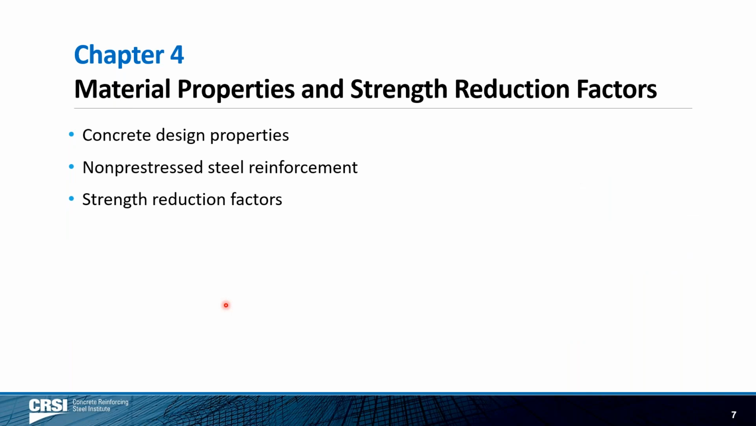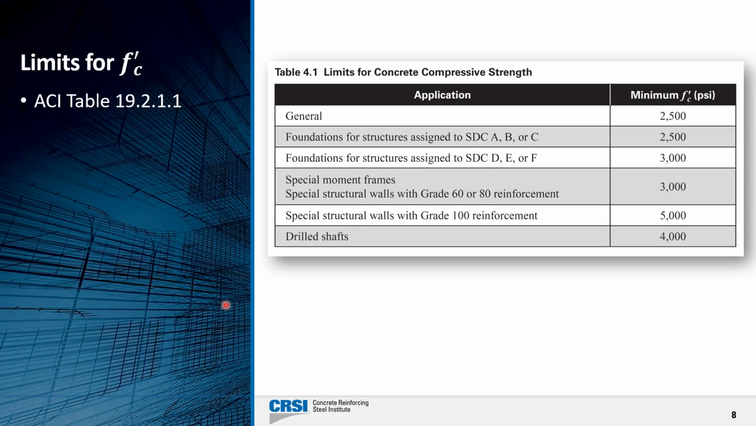Chapter 4, Material Properties and Strength Reduction Factors. A few significant changes occurred here, especially with respect to the grades that are permitted to be used in certain cases. And based on that, some of the strength reduction factors had to change as well. So we'll start with concrete. This is table 4.1 in the design guide, and it summarizes for you what are the minimum values of f'c for different applications.